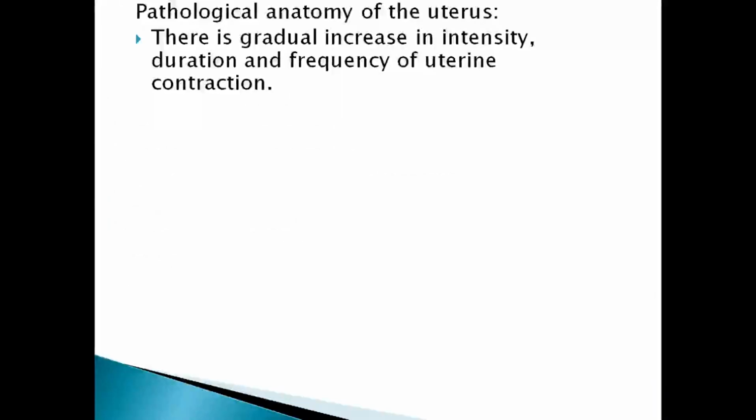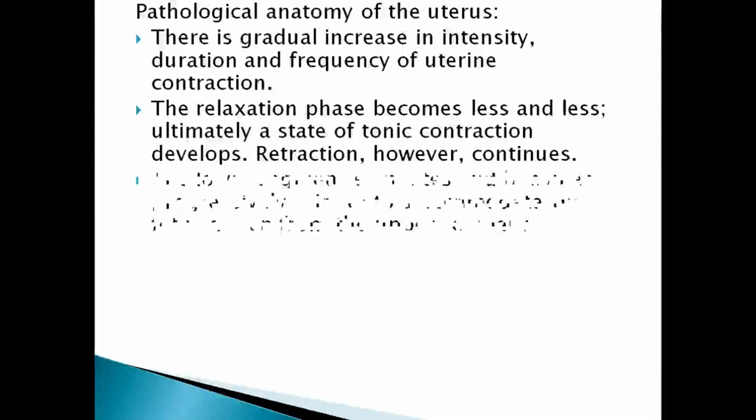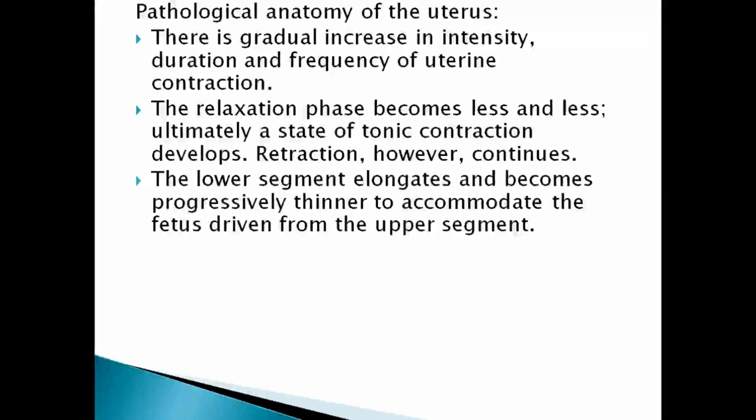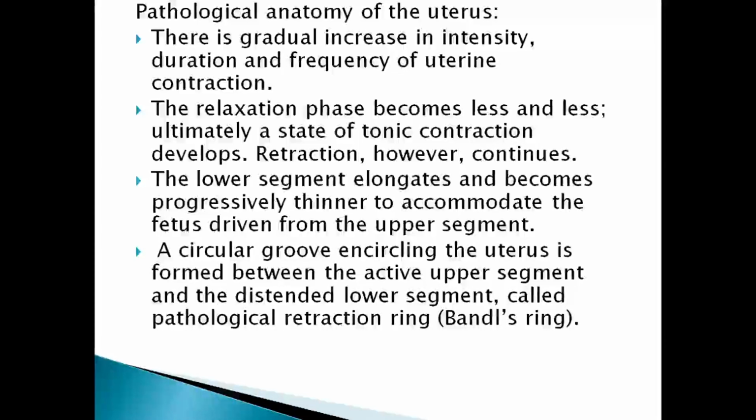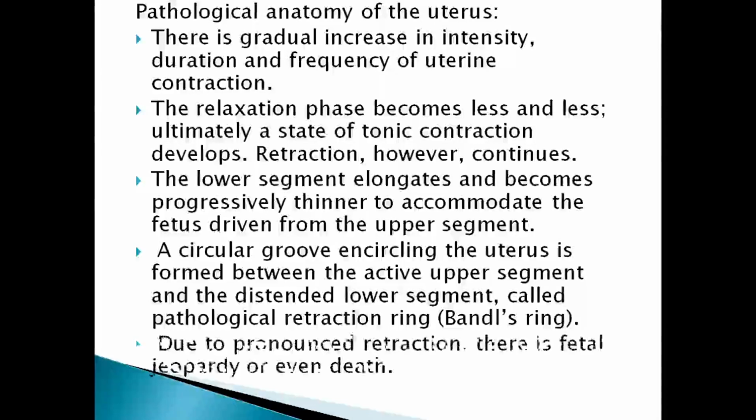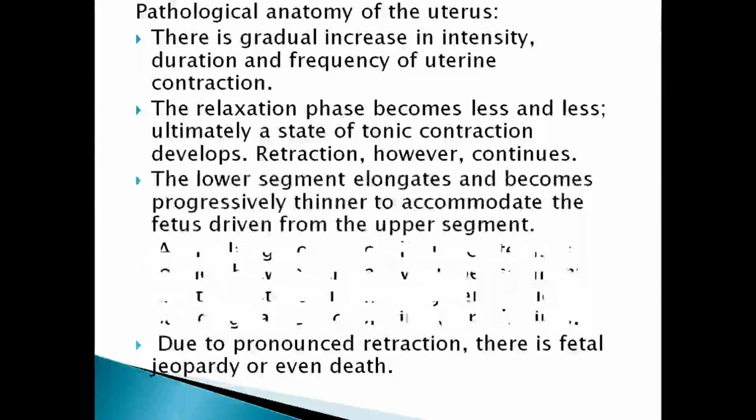Pathological anatomy of the uterus: there is a gradual increase in the intensity, duration and frequency of uterine contraction. The relaxation phase becomes less and less. Ultimately, a state of tonic contraction develops. Retraction, however, continues. The lower segment elongates and becomes progressively thinner to accommodate the fetus driven from the upper uterine segment. A circular groove encircling the uterus is formed between the active upper segment and distended lower segment, called the pathological retraction ring or Bandl's ring. Due to pronounced retraction, there is fetal jeopardy or even death of the fetus.